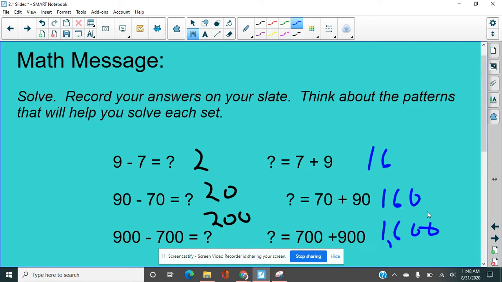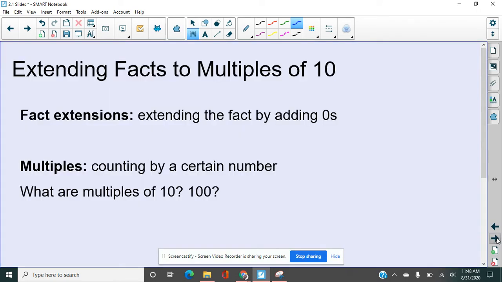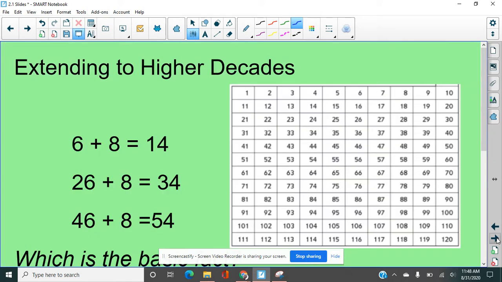So think about these patterns and how they can help us as we move forward. Our goal today is to extend these facts by adding some multiples of zero. So adding these zeros and looking at how we can use what we already know to figure out something that we think we might not know. All right, we can do this in a different way too.